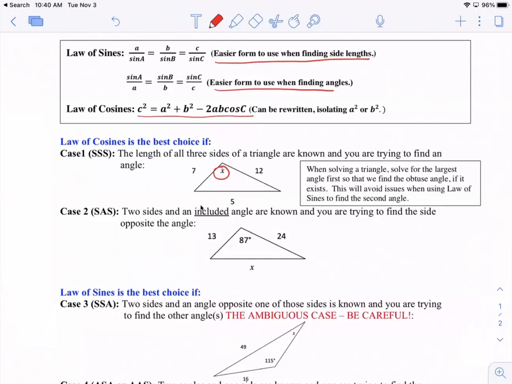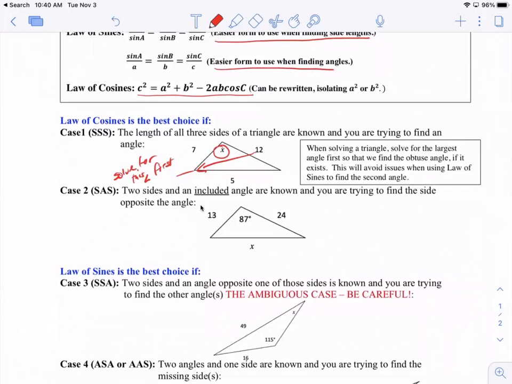Which angle do we want to solve for first? Like the one across from 12. Yeah, good. So we really want to solve for this angle first. Great. Okay.